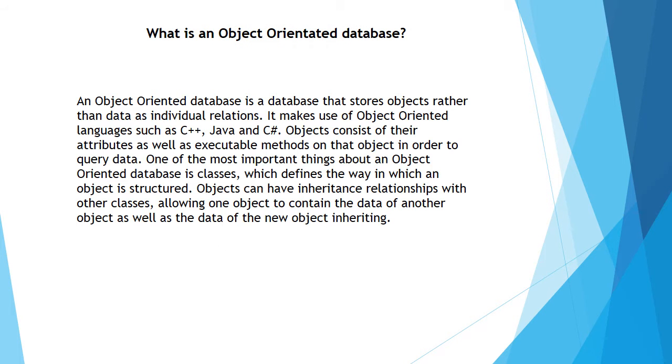An object-oriented database is a database that stores objects rather than data as individual relations. It makes use of object-oriented languages such as C++, Java, and C#. Objects consist of the attributes as well as executable methods on that object in order to query data. One of the most important things about an object-oriented database is classes, which define the way in which an object is structured. Objects can have inheritance relationships with other classes, allowing one object to contain the data of another object as well as the data of the new object inheriting.